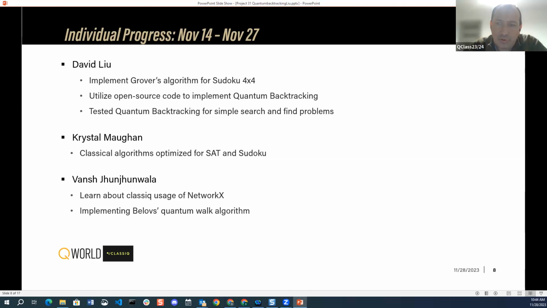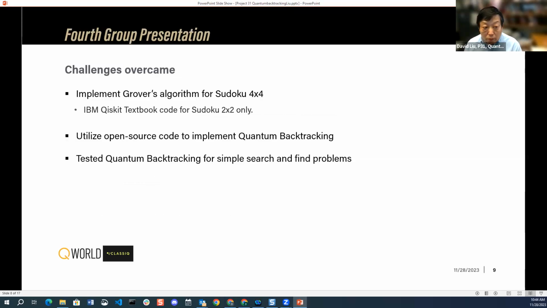I did Grover's algorithm here, and it works, and I also did a quantum backtracking. Not for Sudoku yet, but it can work. I'll also show some examples later on. So basically that's what I'm doing now.